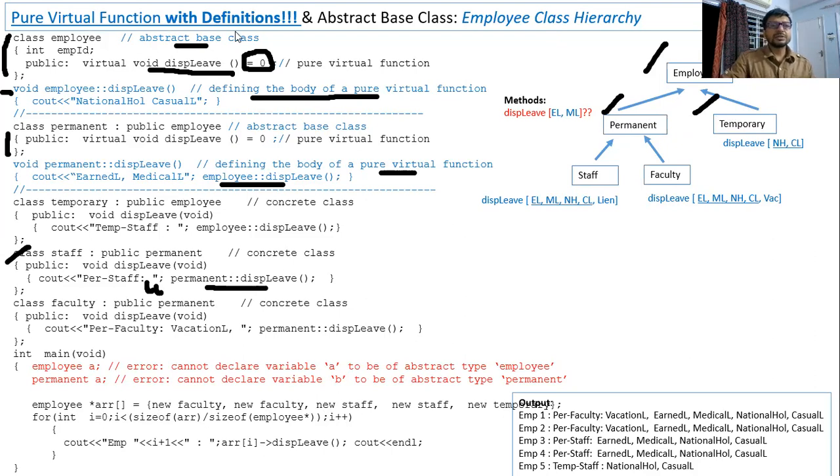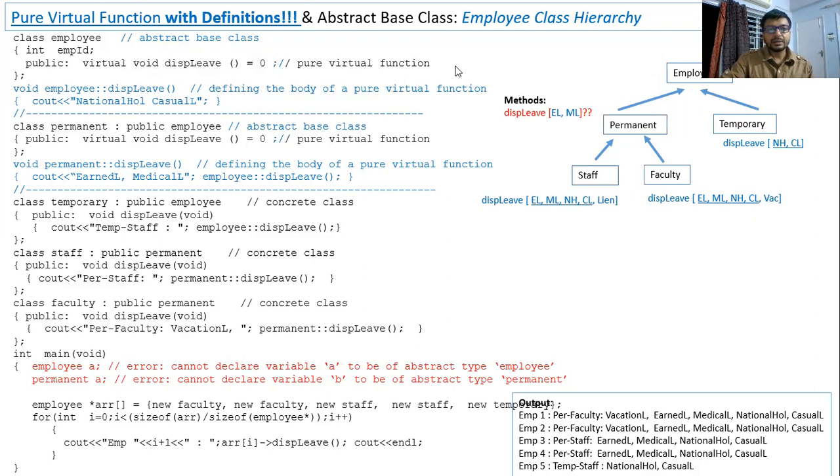So pure virtual functions can have definitions, and an abstract base class is a class which will have pure virtual functions, which may or may not have definitions. We have taken the example of the employee class hierarchy. So this completes the discussion on pure virtual functions and abstract base class.